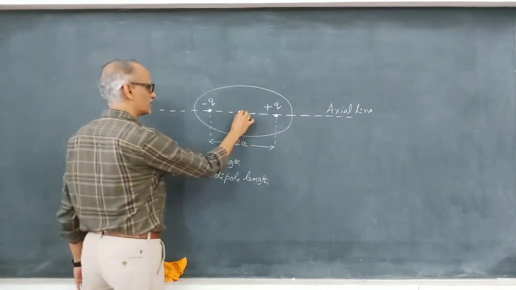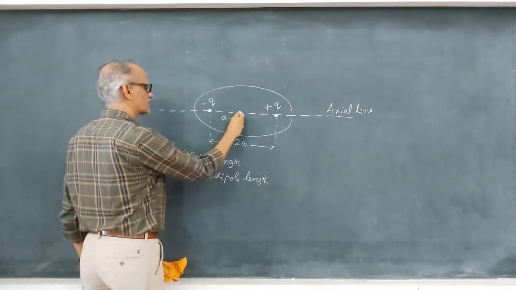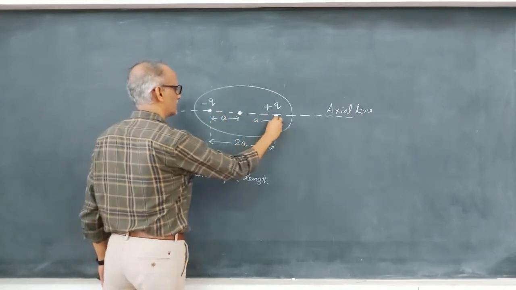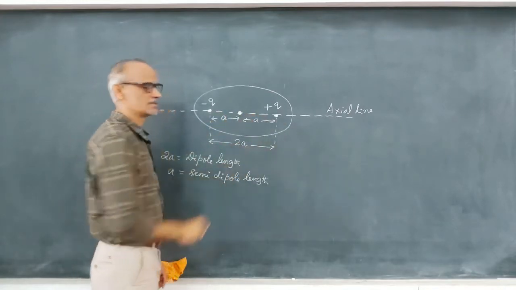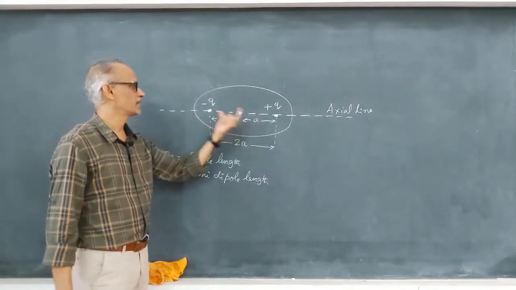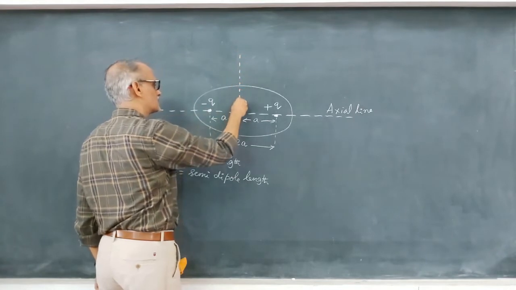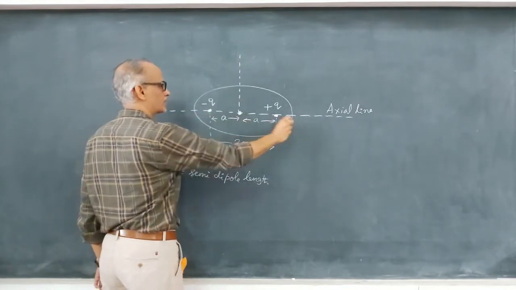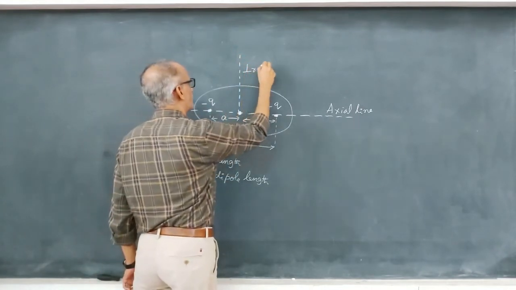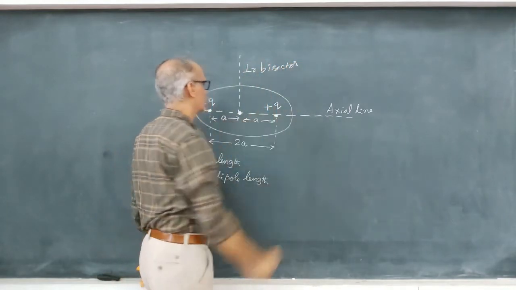So what do you mean by semi? Half of it. This is the center, so this is a, this is also a, so that the total is 2a. This is the dipole length, and this is the semi dipole length. If I draw a line passing through the center perpendicular to the axial line, this is called the perpendicular bisector.